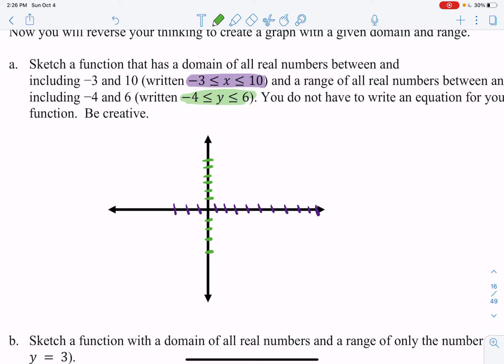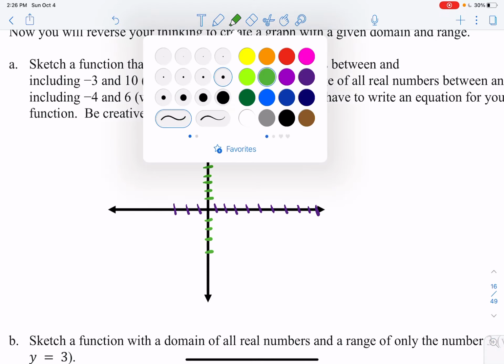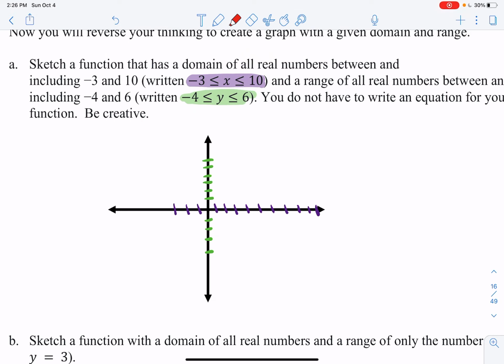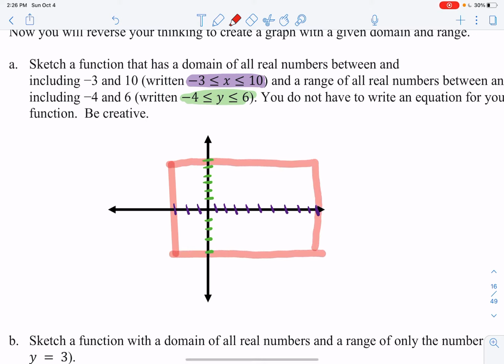So now it just wants us to draw. So let's think about that a little bit. We need to get some points. Well, I know that I could have a point at -3, 6, because when we're looking at this, it has to be anywhere basically in this box now. So we can make a function really anywhere, but it has to be in between these restrictions, right?